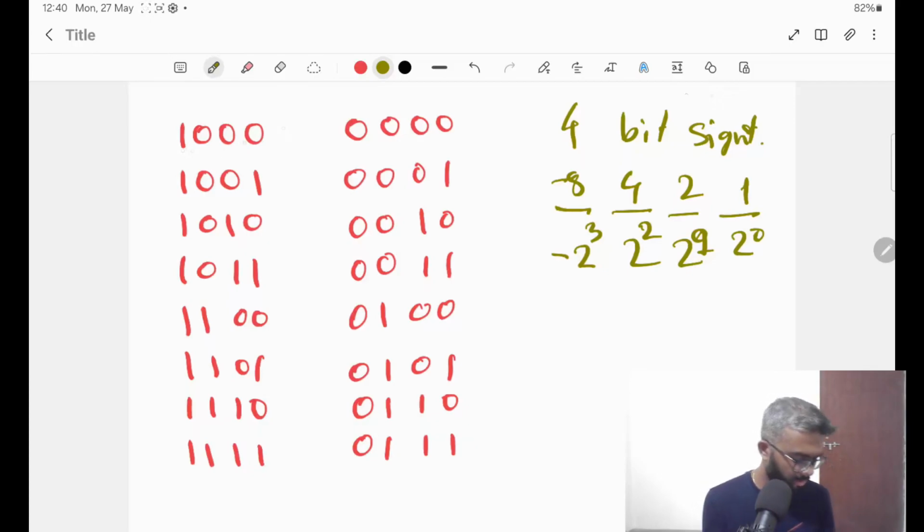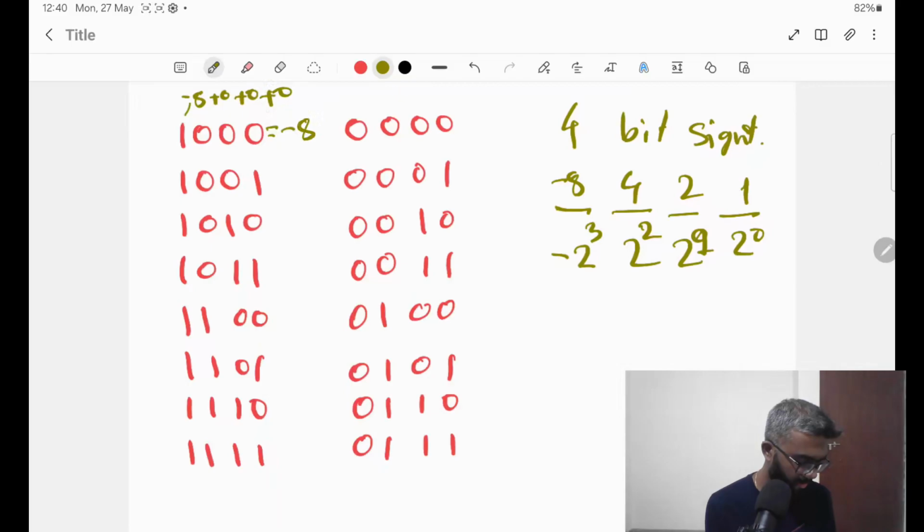Now let's jump to these. These are all the bit patterns that can happen in a 4-bit signed integer. We are starting with 1000. What is the value of this? Its value will be minus 8 plus 0 plus 0 plus 0, so it's minus 8 overall.